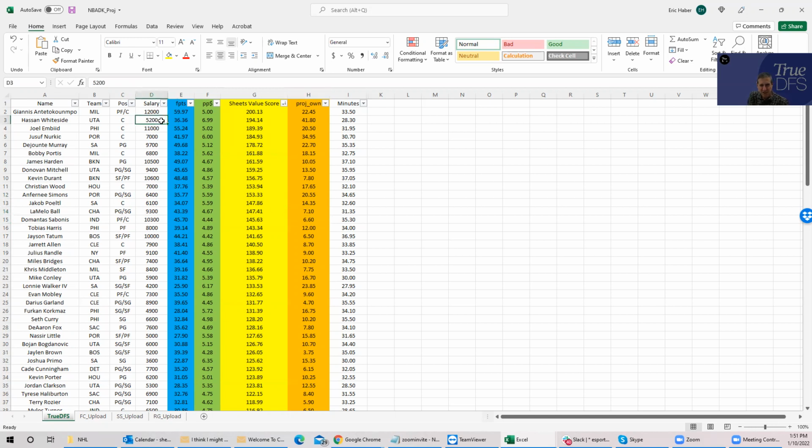So let's take a look at Hassan Whiteside at center. When we rank these guys by points per dollar, you're going to see that he rates to be a really, really strong play. So it's certainly worth giving him some extra notoriety, but we'll get there when we go to points per dollar.